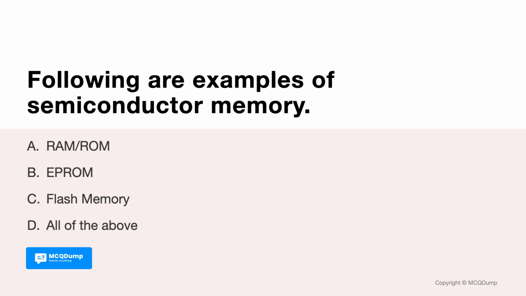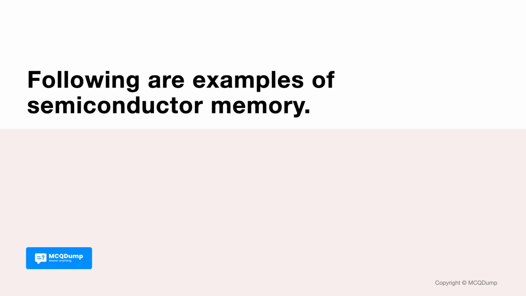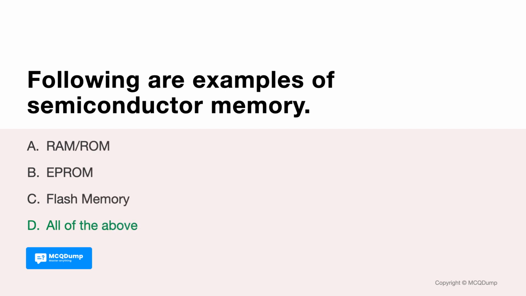Following are examples of semiconductor memory. Options are A. RAM and ROM, B. EPROM, C. Flash memory, and D. All of the above. Answer is D. All of the above. RAM, ROM, EPROM, and flash memory, etc. are examples of semiconductor memory.